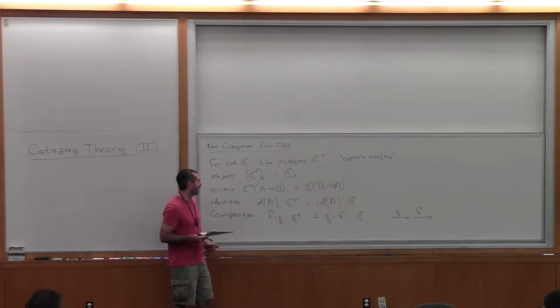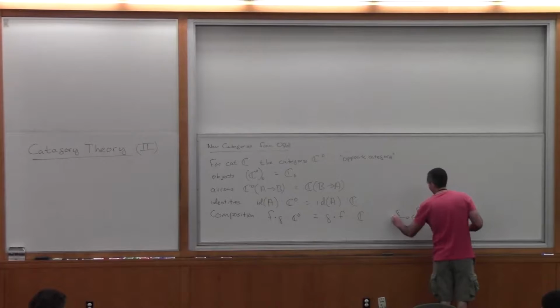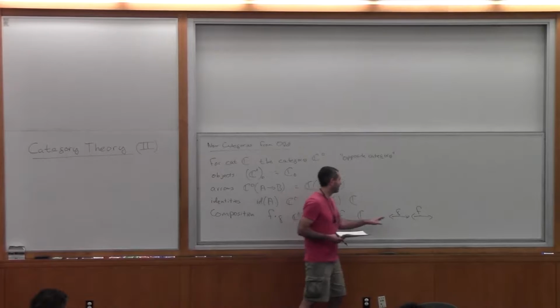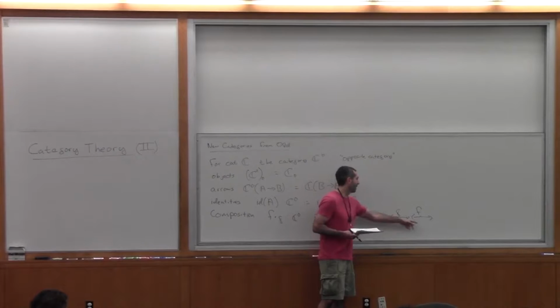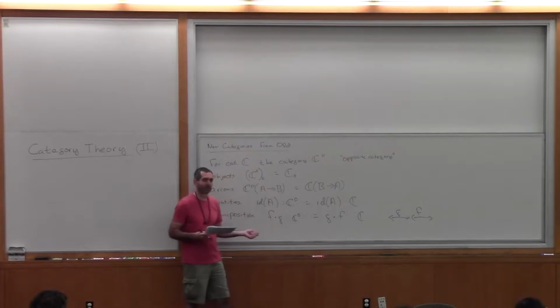And now we flip the switch, right? And what that does is it makes these arrows go the other way. But in order for them to have been composable in C, it meant the codomain of G was the domain of F. And then when we flip the switch, it says that the codomain of F is the domain of G, so they're still composable. Right? If they were composable before we flipped the switch, they're composable after.